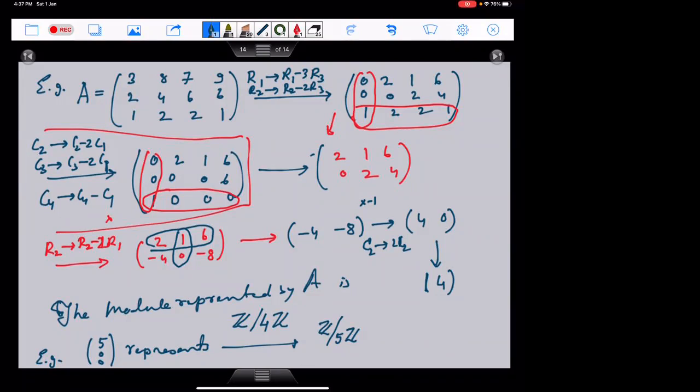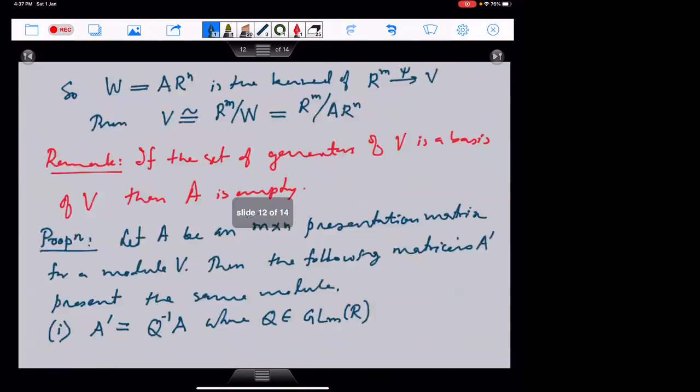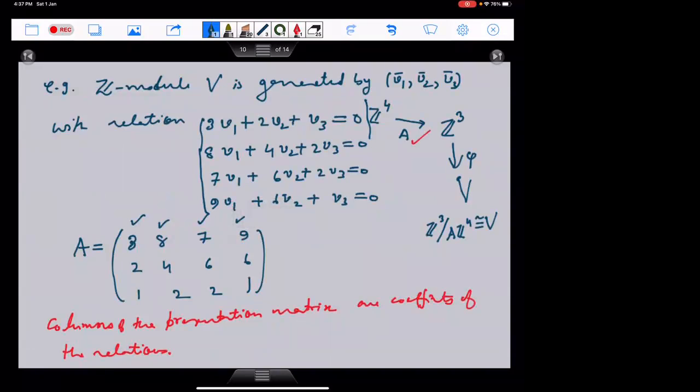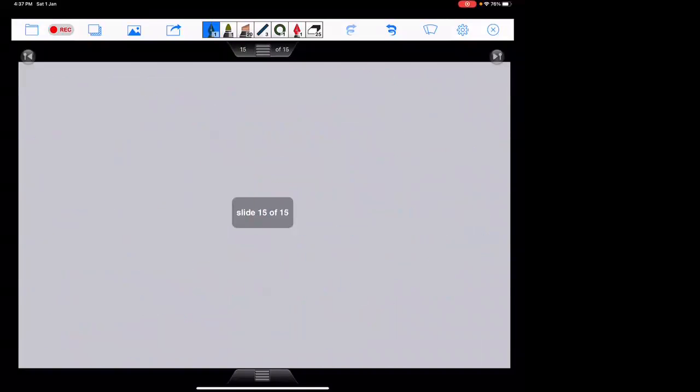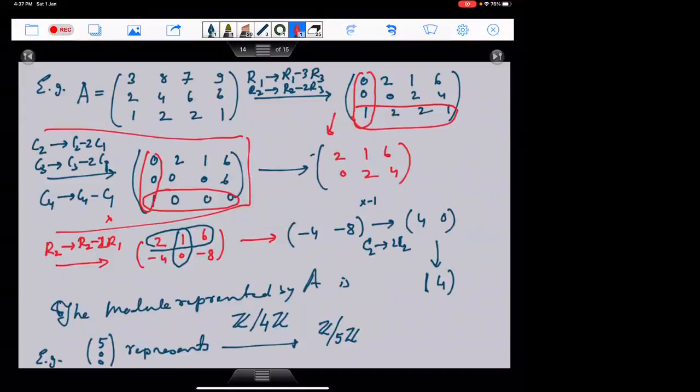So what does it mean? Go back to this one. 5v1 is 0, 0v2 is 0, 0v3 is 0. These are the kernels. 5v1 is 0, so v1 is coming from here. But 0 times v2 is 0, and this is always true. There is no condition on v2. 0v3 is 0, so there is no condition on v3. That means they are free. 2 copies of Z. Yes, the generators are v1, v2, v3. Three generators are there. For the first generator there is a condition. The other 2 are free. Is it okay?